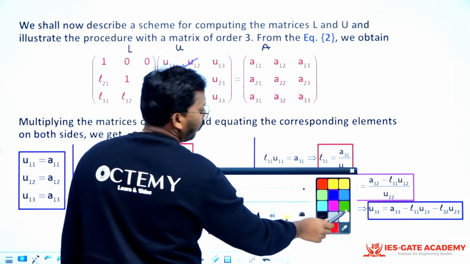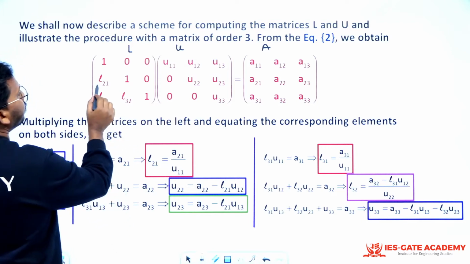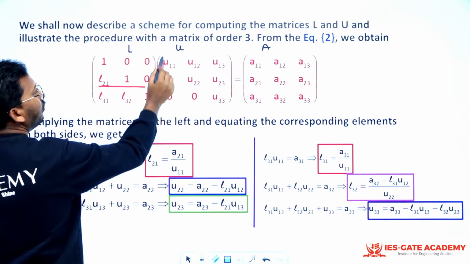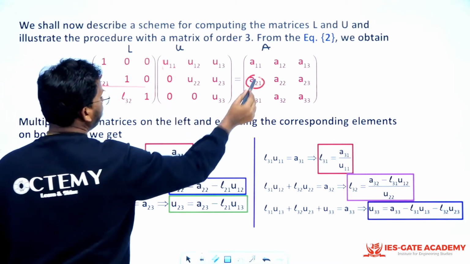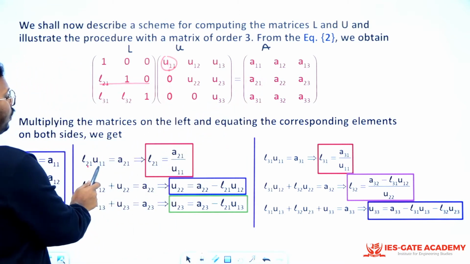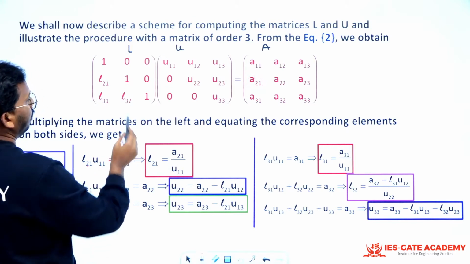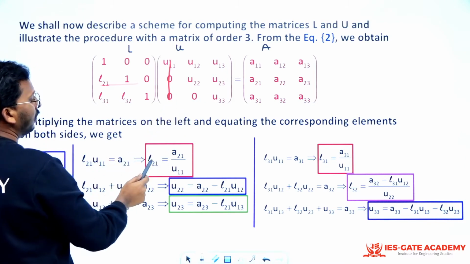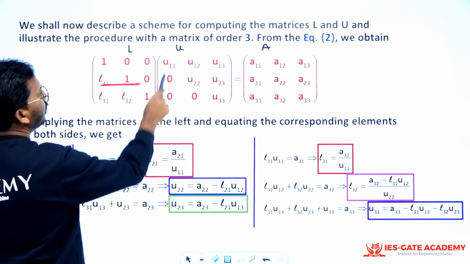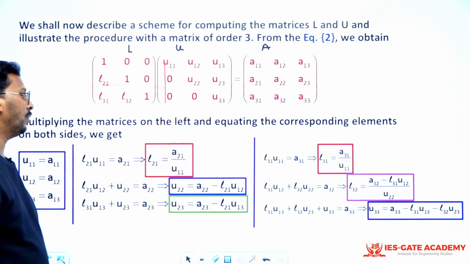Now see sir, how will we find the next elements? The next element is also simple. This into this. Now we know this. When you do this into this and equate to this, this is what you will get: L21 U11 is equal to A12. So L21 is equal to A12 by U11.